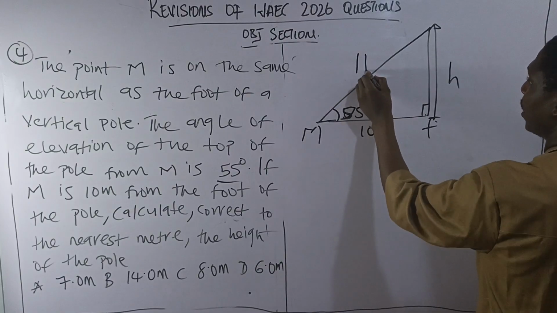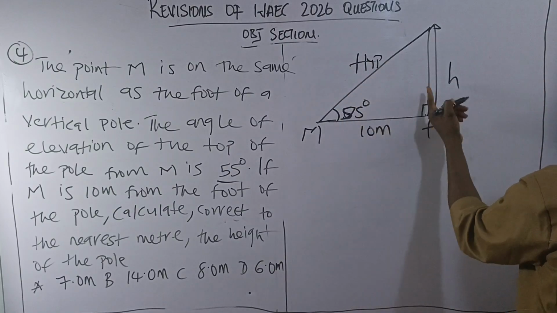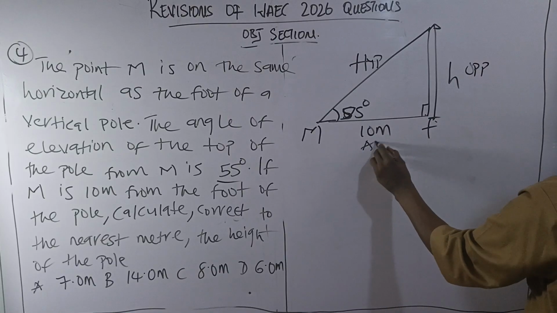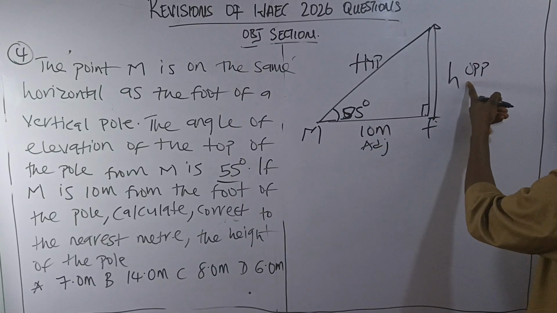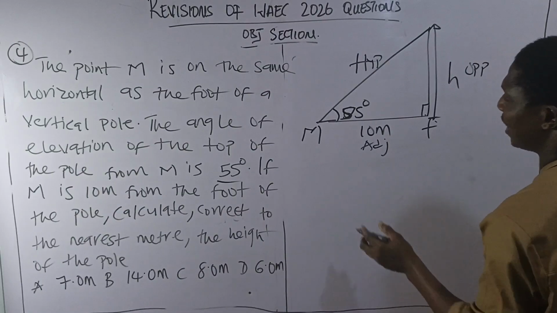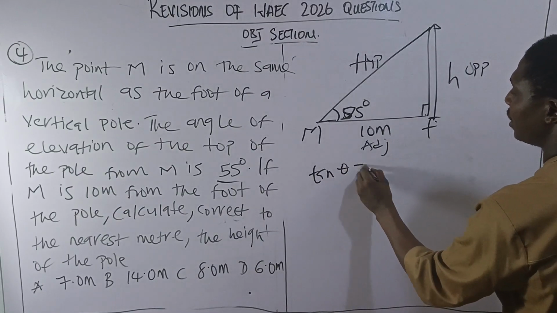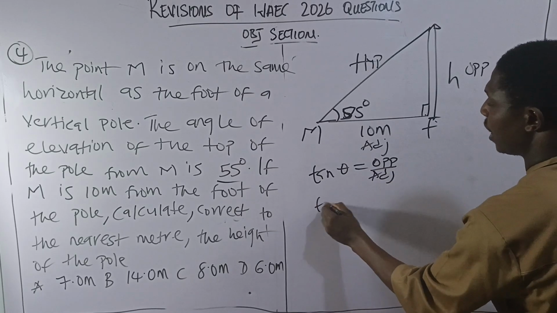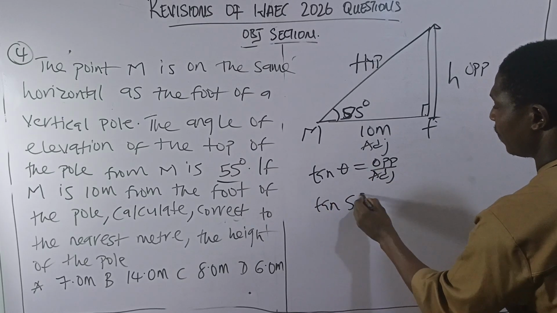So this becomes my what? Hypotenuse. And where my angle here is facing becomes my what? Opposite. And this becomes my what? Adjacent. Now I'm looking for opposite, which is h, and I have my adjacent, which is 10. So I'll use tan. So tan theta generally is equal to what? Opposite over what? Adjacent. And my angle here is 55 degrees, so I have tan 55 degrees.